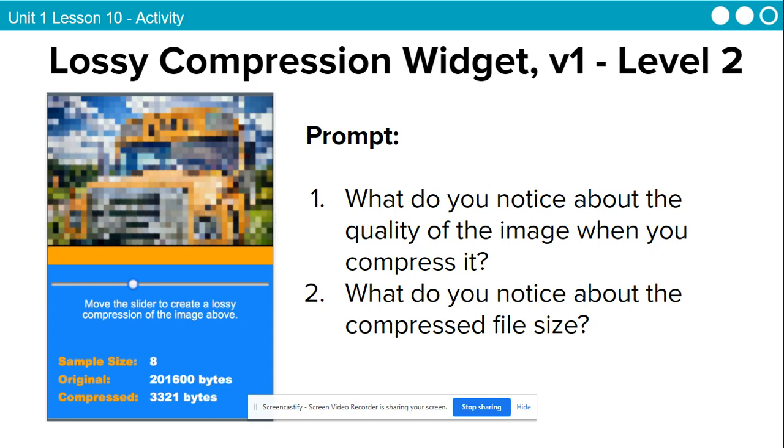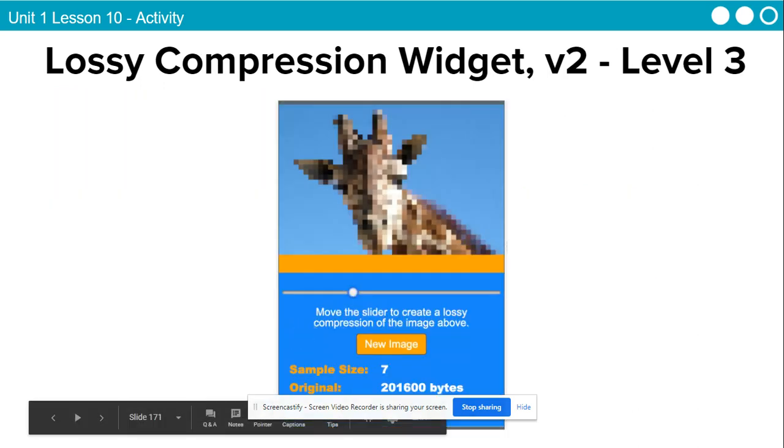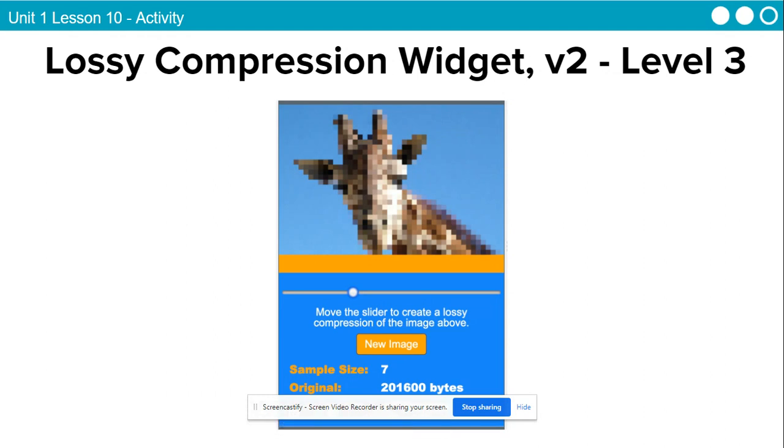Cool. Okay, what do you notice about the compressed file size? Like when you were running this, what did you notice about that? It gets really small. The compression gets really small, right? So what happened when you moved your little ruler around, your toolbar? What happened when you moved that around? The pixels got bigger and smaller. Did your image become more focused and less focused or out of focus as you went through that?